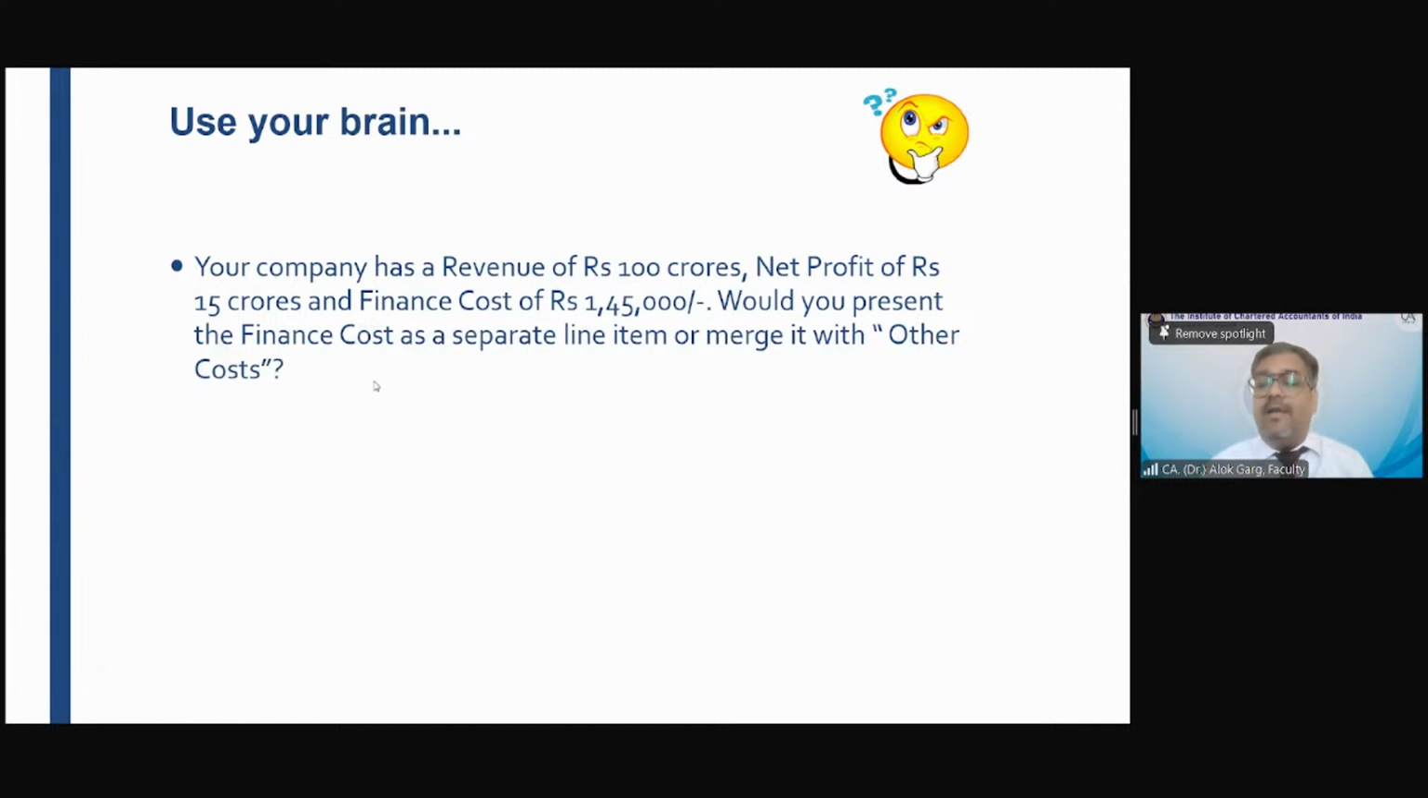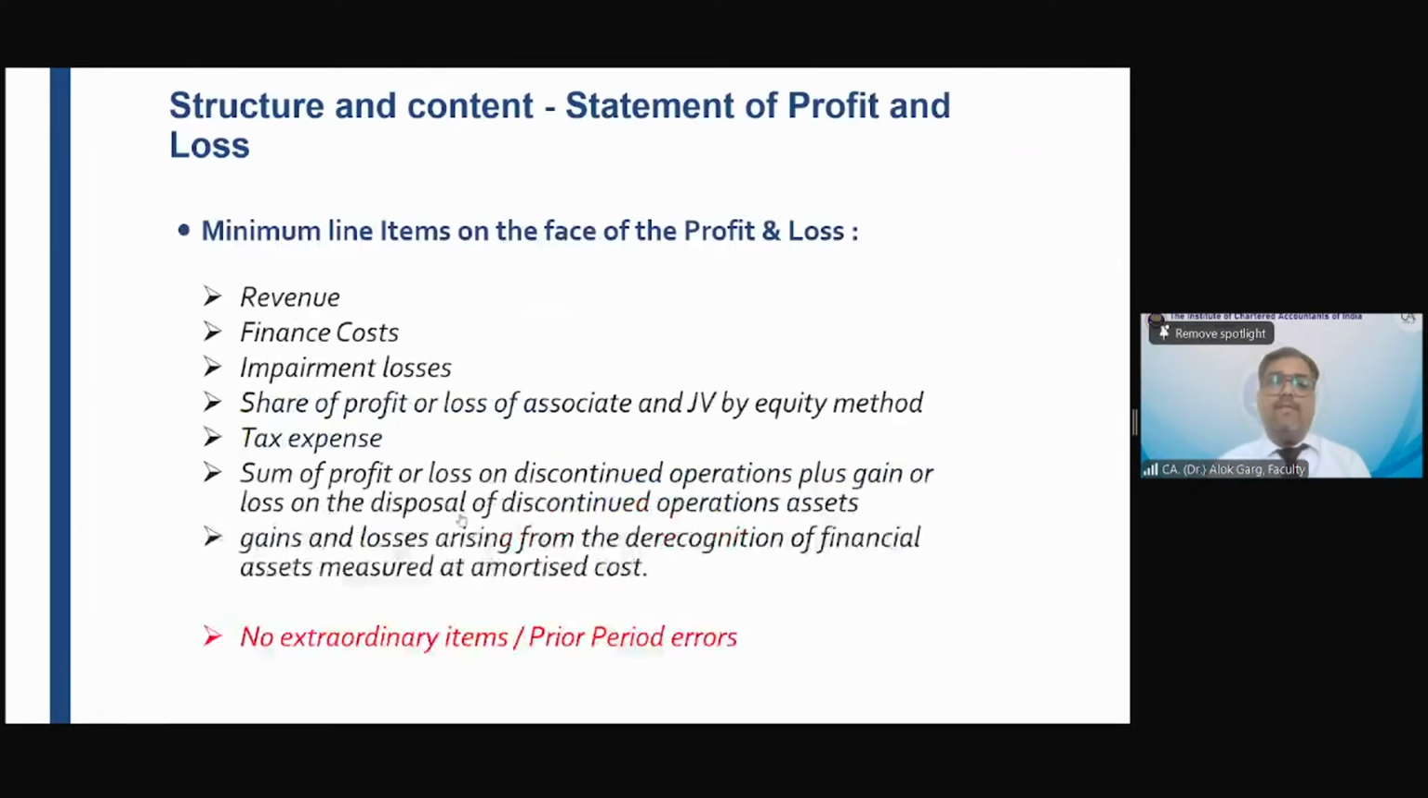Yes, it is a requirement of Ind AS 1 that the finance cost has to be shown as a separate line item. I showed you, na? The finance cost has to be shown as a separate line item. So if the amount is there either in the current year or the comparative year, you have to show this line item as a separate line item. Okay.